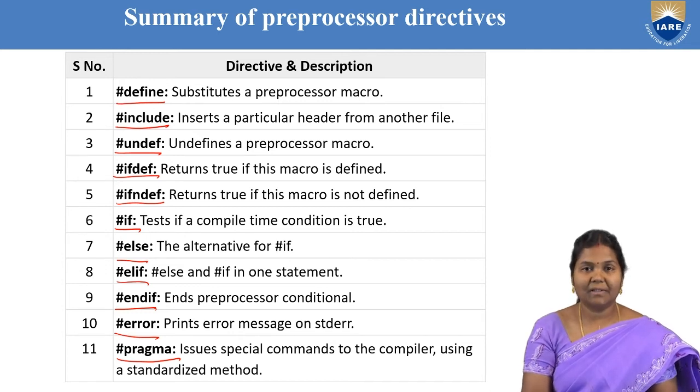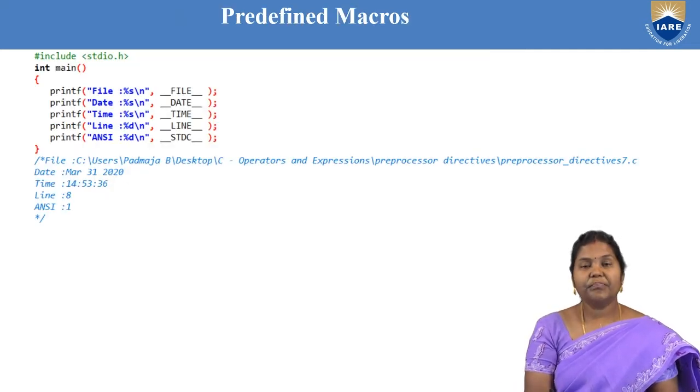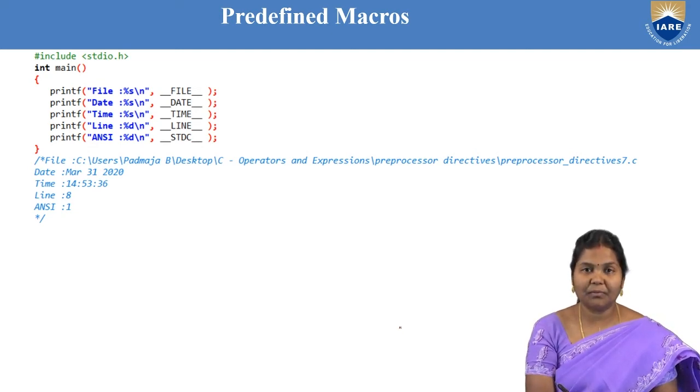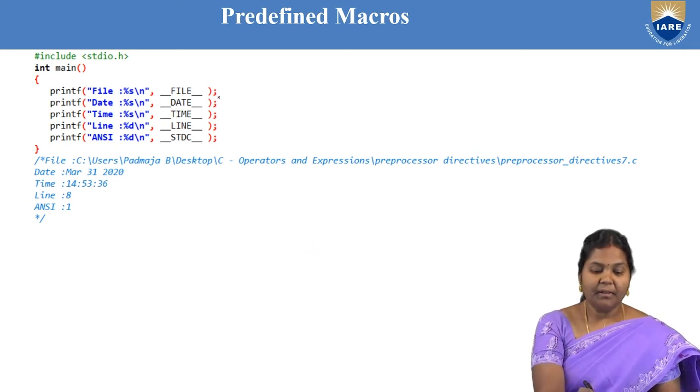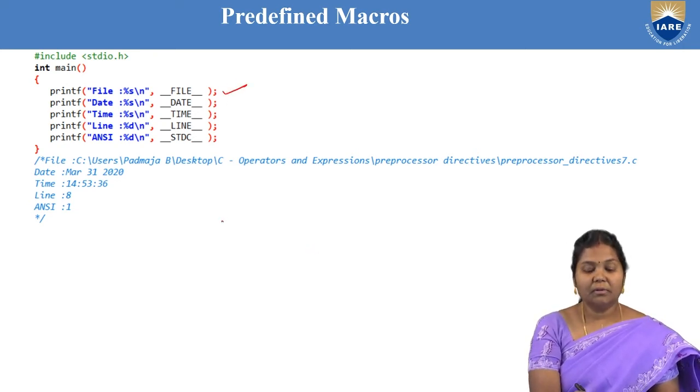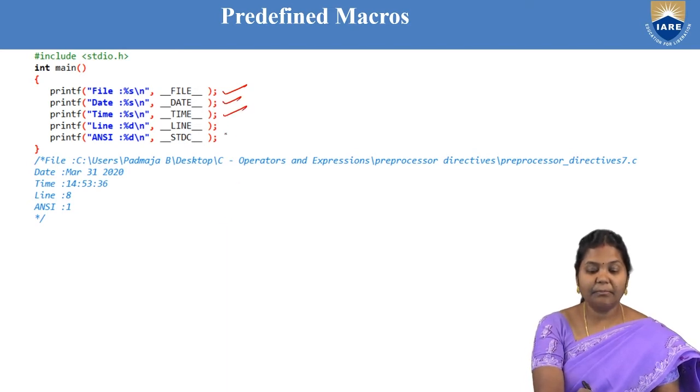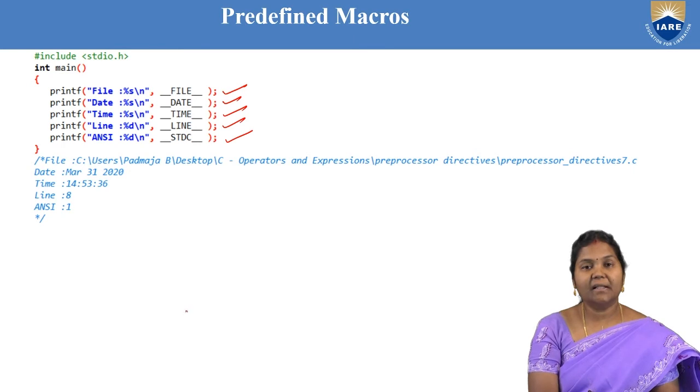Now, apart from how to define a macro, let us discuss what predefined macros are available in the C language. Let us discuss a few of the predefined macros available in C. So, with printf, we have underscore underscore FILE, DATE, TIME, LINE, and STDC. These are certain predefined macros that are available. If you want to check what value is contained in those macros, you can simply print it and check.